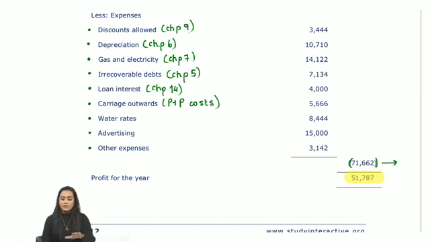So there you have it, the statement of profit or loss. It's important that you learn the format of this statement because you need to know what items go where. So income and expenses go to the statement of profit or loss. But now we will look at another statement known as the statement of financial position.